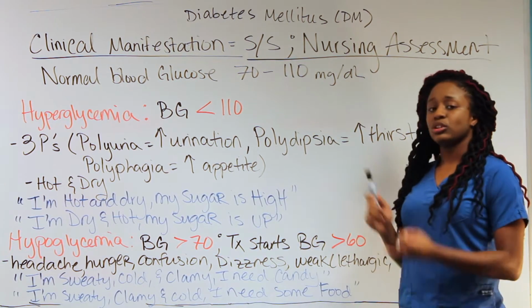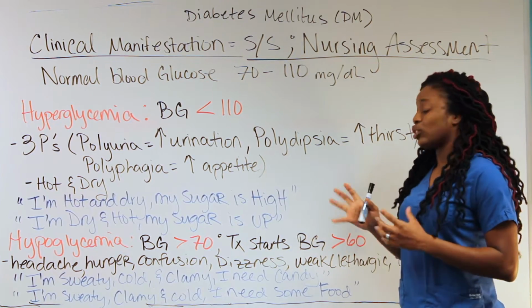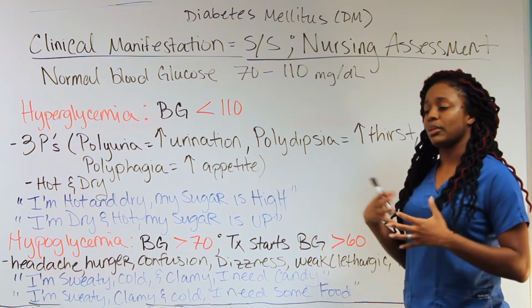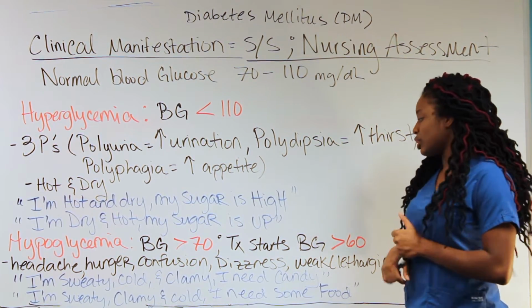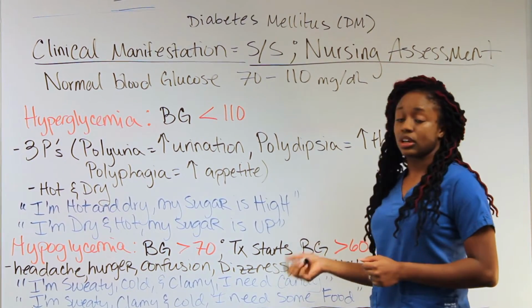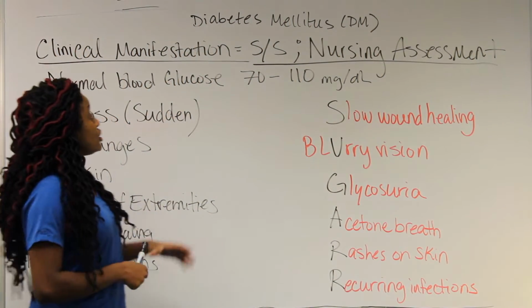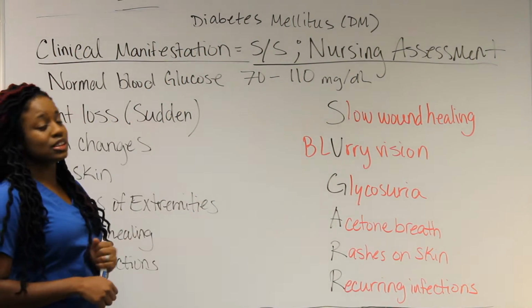The main thing is the cool, clammy skin. And cold, they're going to complain of being cold. They may have tremors. So you want to make sure that their blood sugar levels are at normal. Okay, so now we're going to continue on with the signs and symptoms.